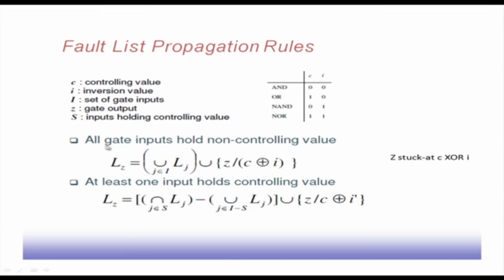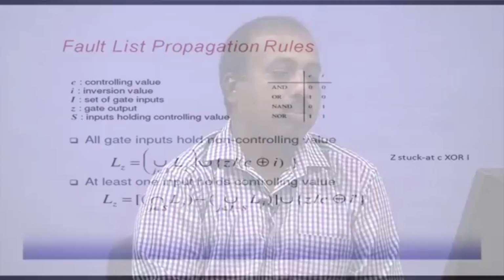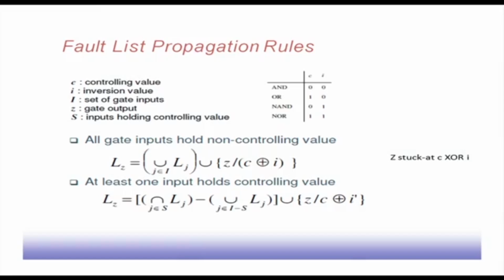Now, this is the formula. If all gate inputs hold non controlling value, that is, none of the inputs is stopping the other value from propagating. Like when we are talking about an AND gate, if none of the inputs are 0, one input cannot stop the faults associated with the other input from propagating to the output. If that is the situation, then the list of faults associated with line Z that could be observed at line Z is given by the union of this Lj, where j belongs to I, the set of gate inputs.